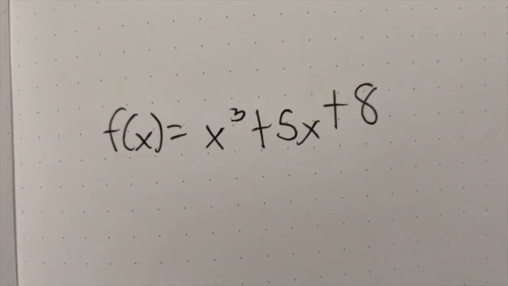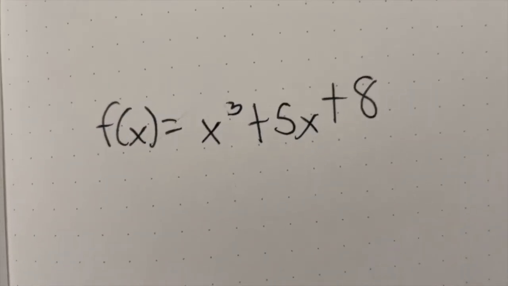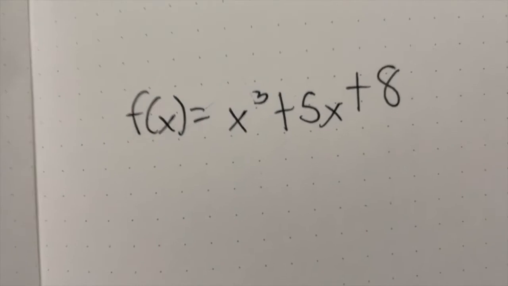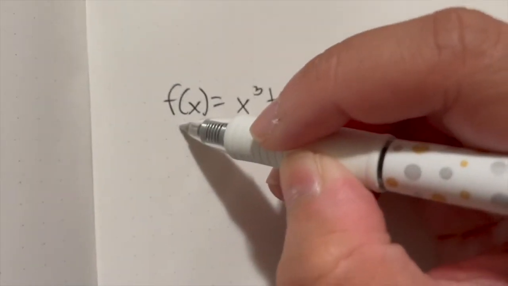To find the derivative of a function, we put the exponent in front of the function and multiply it with the coefficient. That equals the new coefficient for the derivative. Then we subtract 1 from the exponent, and that will be the new exponent for the derivative. Let's try an example. Here the function equals x to the third plus 5x plus 8. To find the derivative, let's use the power rule.